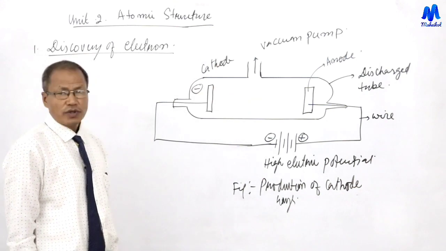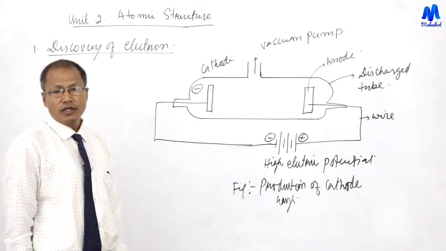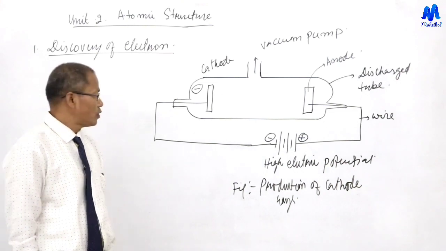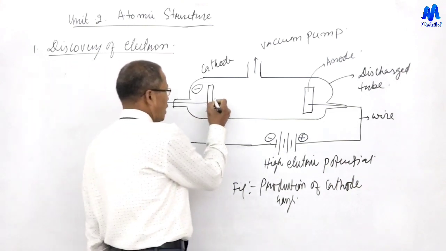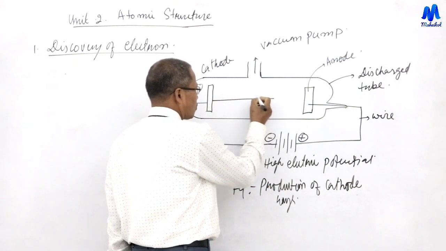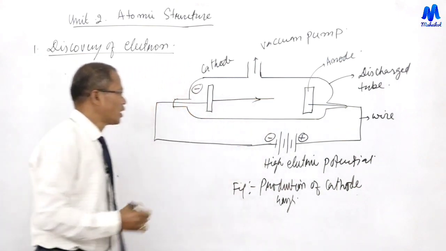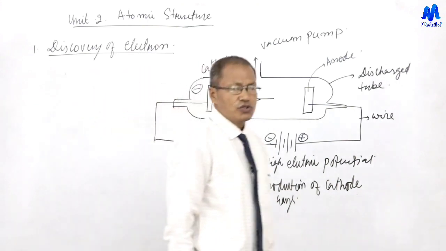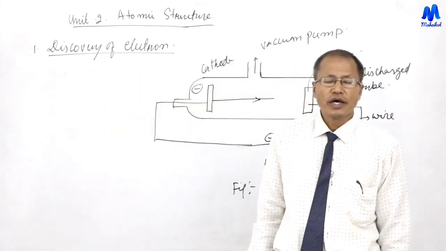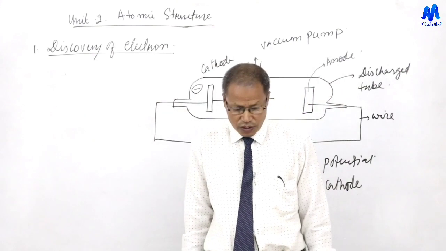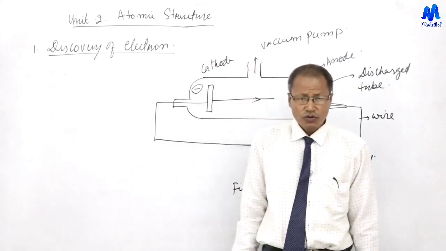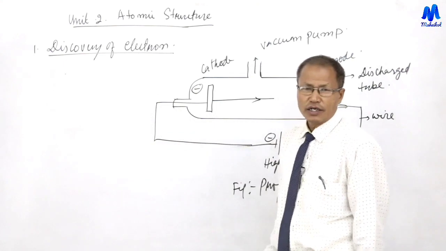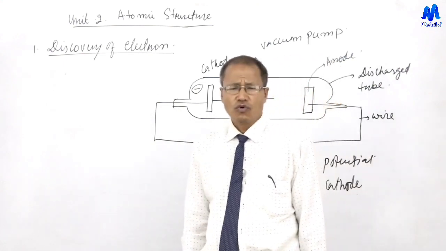And as soon as all the gases are pumped out, when the key is switched on, some rays or beam of light come from the cathode towards the anode. In a discharge tube, this is known as cathode rays. So what is meant by cathode rays? The discharge tube experiment was done by whom? It is known as William Crookes.